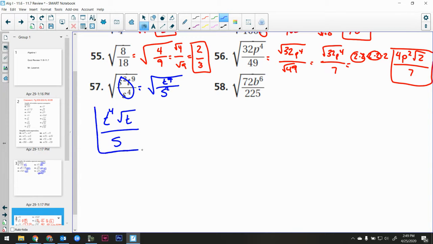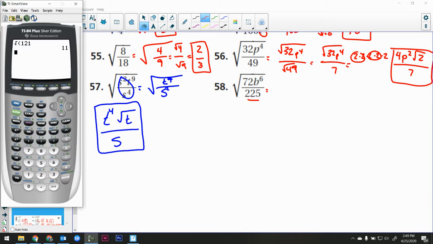And then s squared, square root of s squared turns into just s. And then we take a look here. 225, that seems like it's a perfect square. Let me check that. Is 225 a perfect square? Square root of 225 is 15. Okay. Remember that if you don't know if a number is a perfect square or not, please try to put it in your calculator.